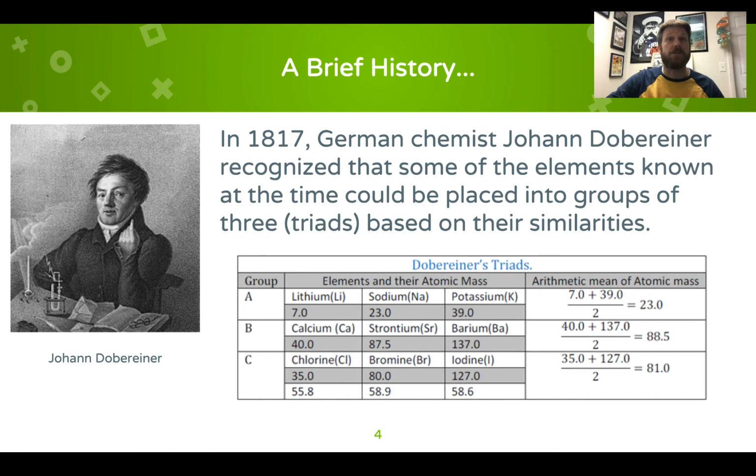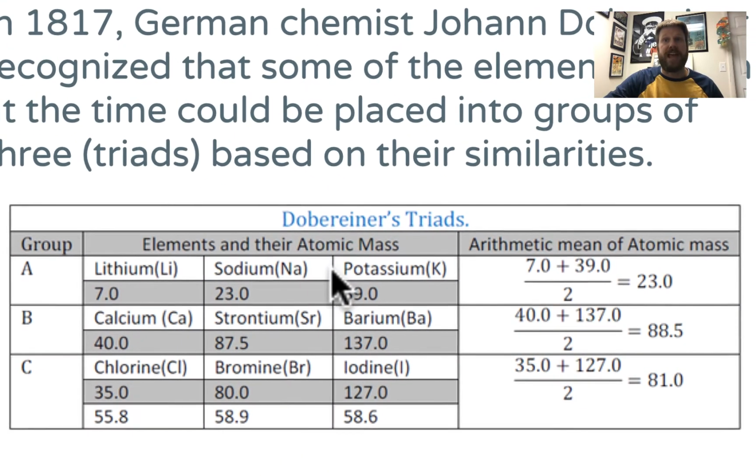Approximately 30 years later, the German chemist Johann Dobereiner noticed that some elements could be placed in groups of 3 based on their similar physical and chemical properties. These were known as Dobereiner's triads. Take a look at lithium, sodium, and potassium. They have similar properties. And look at this. If you average the atomic weight of lithium and potassium, you get the atomic weight of sodium. 7 plus 39 divided by 2 is 23, the atomic weight of sodium.